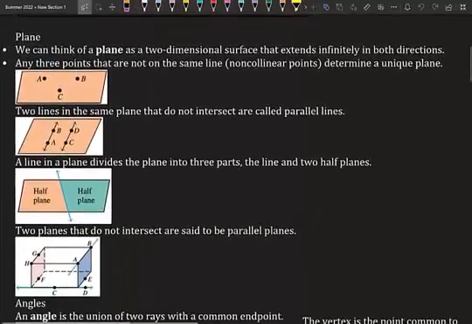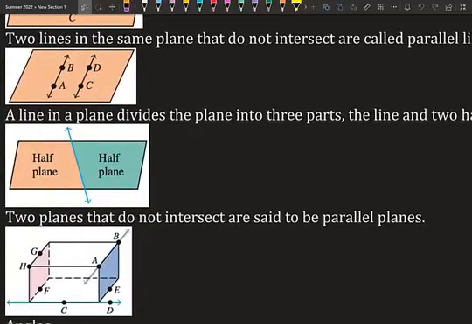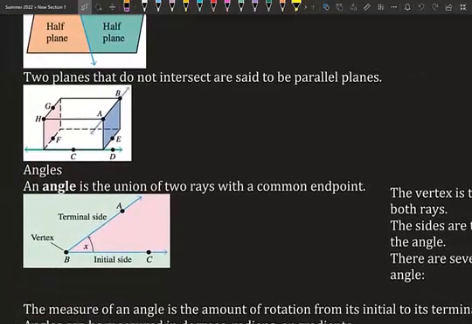Plane. We can think of a plane as a two-dimensional surface that extends infinitely in both directions. Any 3 points that are not on the same line, non-collinear points, determine a unique plane. So this would be a plane, that's what it looks like. 2 lines in the same plane that do not intersect are called parallel lines. A line in a plane divides the plane into 3 parts, the line and 2 half planes. So if you have a line that divides a plane, you actually have 3 parts, the line and then the 2 halves. 2 planes that do not intersect are called parallel planes.